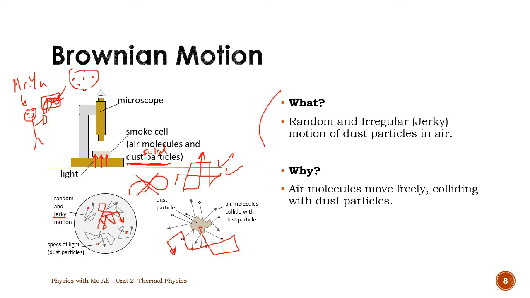So what is Brownian motion? It's the random and jerky motion of dust particles. Sometimes we don't use dust, we use the word smoke: the random and jerky motion of smoke particles in air. And why does it occur? Because the air molecules, as they're moving freely, collide with, or hit, the dust particles. And that's what causes the smoke or the dust to move.